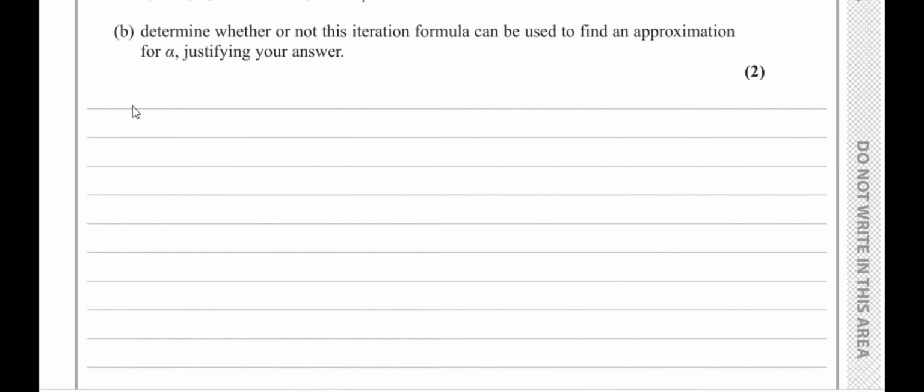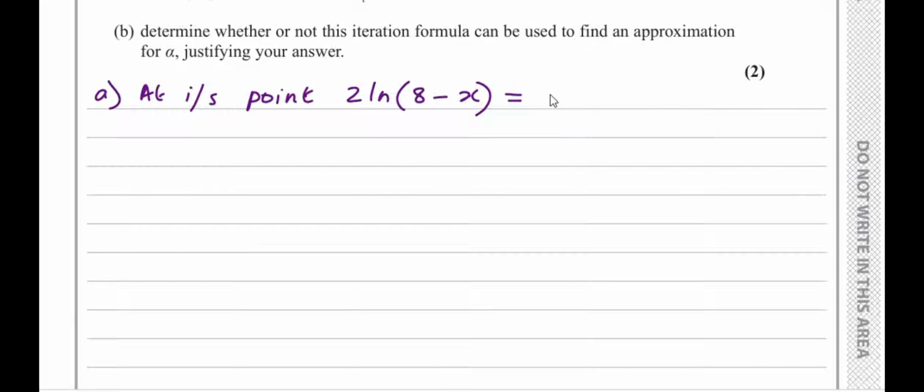So let's write the two equations. Let's write at intersection point, the equation for the curve is 2 ln 8 minus x, and the other one is y is equal to x. So in order to combine this, let's bring them together. So 2 ln 8 minus x minus x is equal to 0. So this is the new function of x.